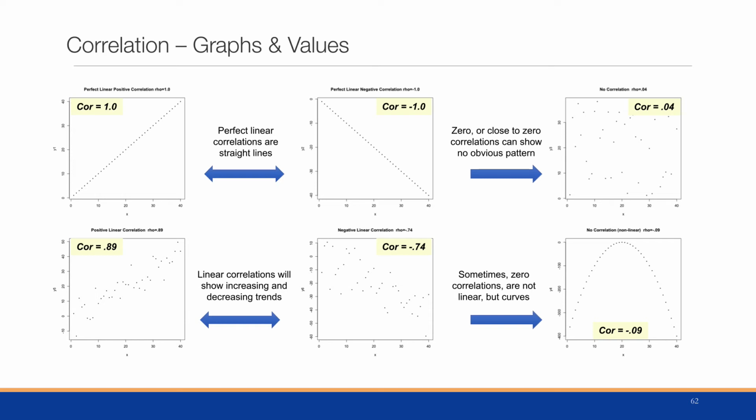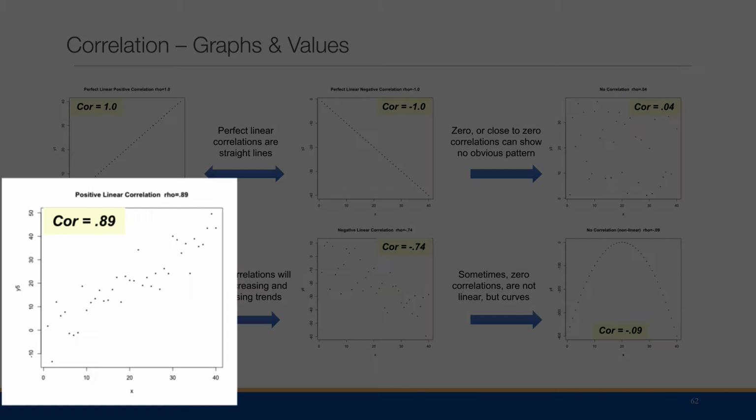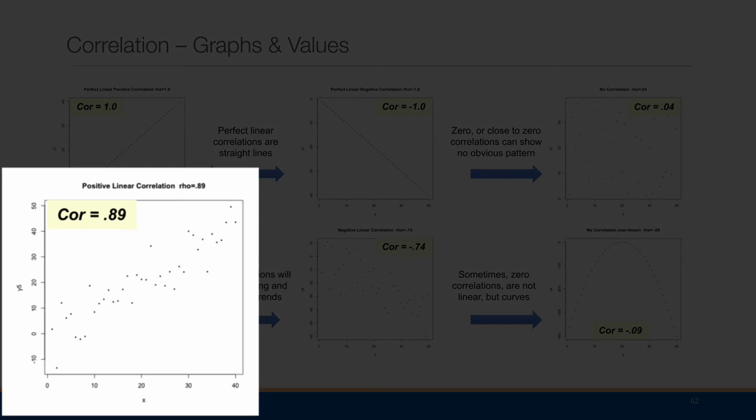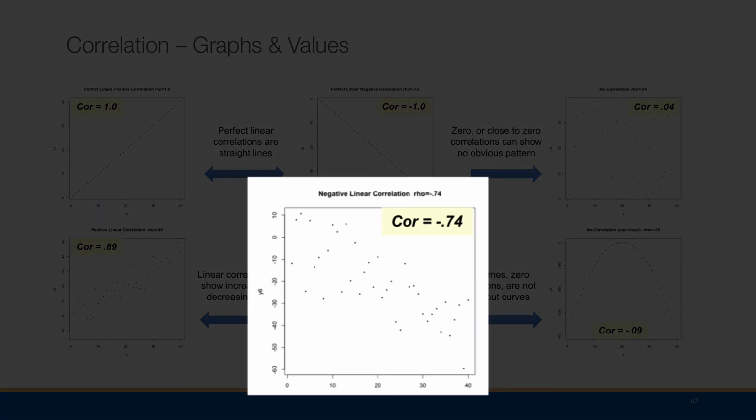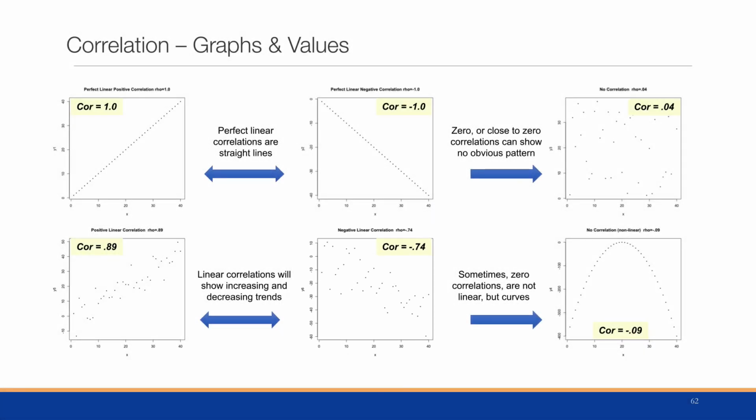If I go below these, I have a correlation of 0.89. You can see the dots going kind of straight up, and it forms a good general line, but they're not all in line with each other. And a correlation of negative 0.74 is a little bit more scattered than the 0.89. But these are linear correlations, and we can see the increasing and decreasing trends.